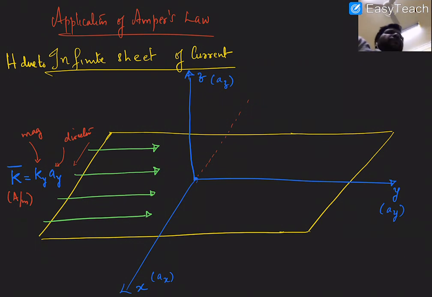Now we will see what is the magnetic field intensity above this. For example, if we are viewing it from the side, the sheet will be looking like this. So what is the magnetic field intensity here, and here, and here? Everything we will be finding out by using Ampere's law.